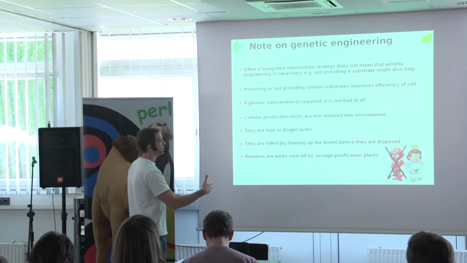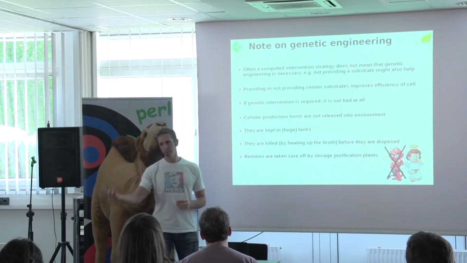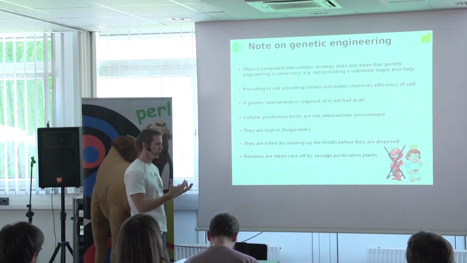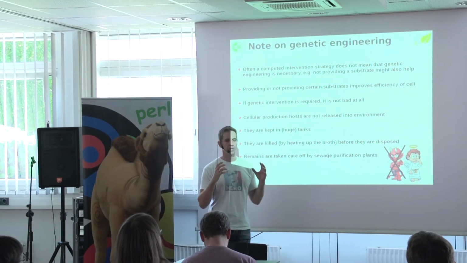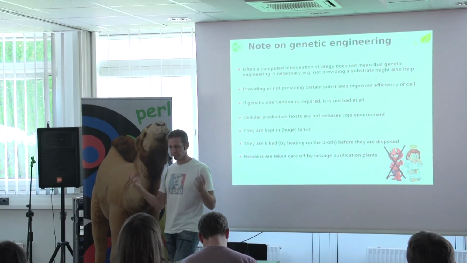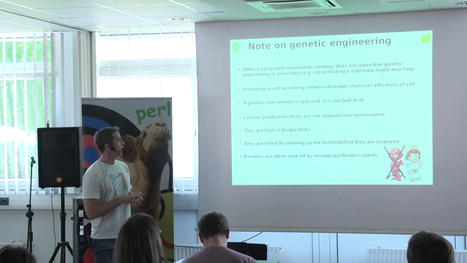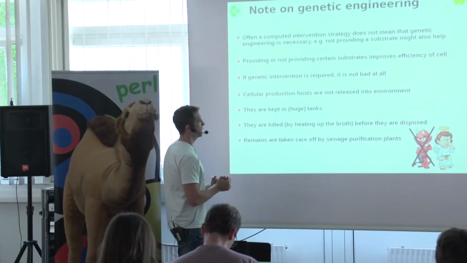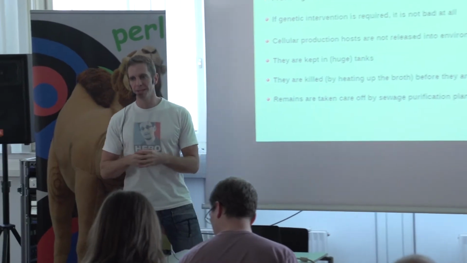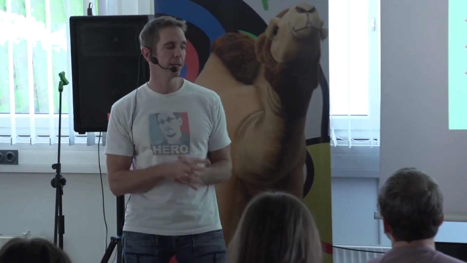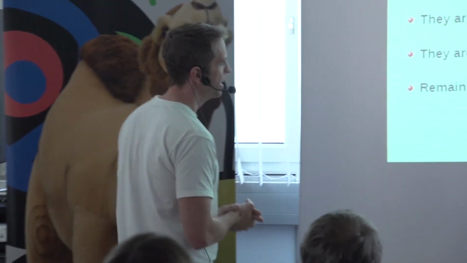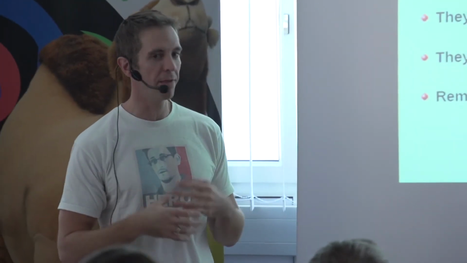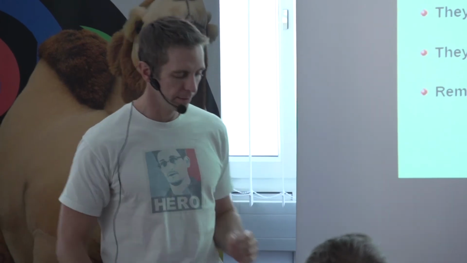Sometimes it's good enough to just not provide a substrate, a special form of sugar or whatever. The other thing is, whatever we do, we are changing our little microorganisms, and then we put them into a tank, usually a huge tank with hundreds or thousands of liters. And there they live, there they produce ethanol or whatever. And then when we are finished with them, they usually are killed. So the entire broth is heated up so that they are gone. And the rest then is taken care of by purification plants. So nothing is released to the environment from what we do here.